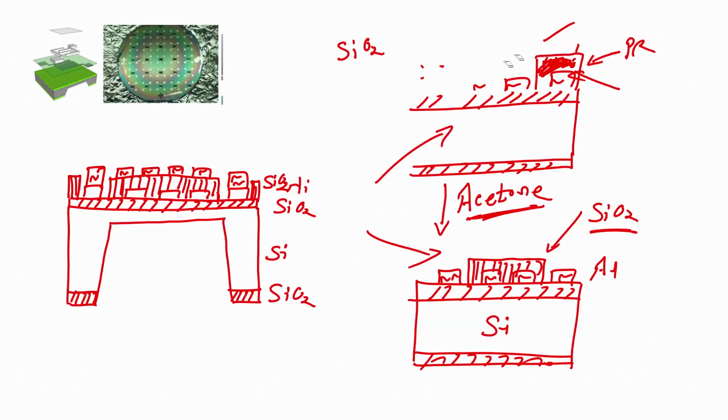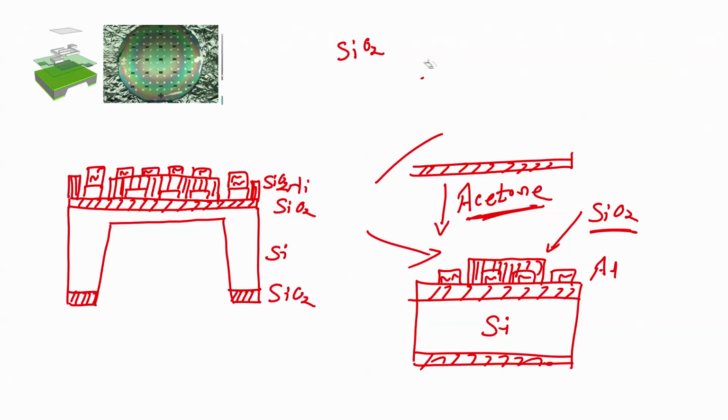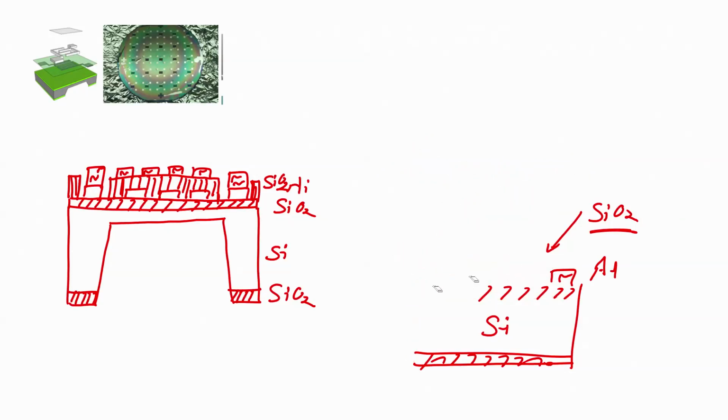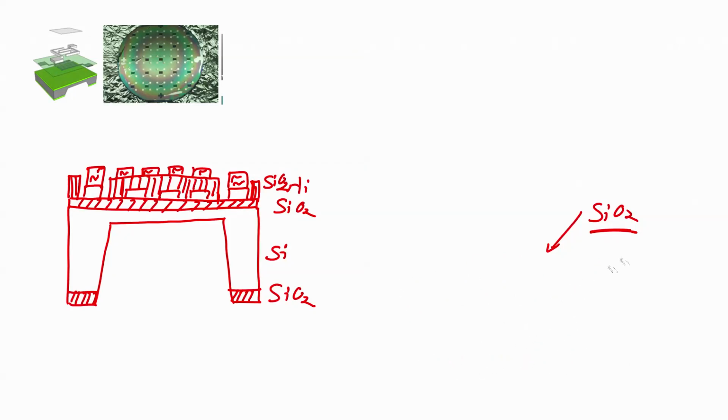So, let us see. Lift off technique we will use. Lift off technique is used when the final or the top layer etchant will affect the bottom layer pattern, right. Top layer etchant will affect the bottom layer. So, now what I want? I want this material to get deposited on interdigitated electrodes, right.